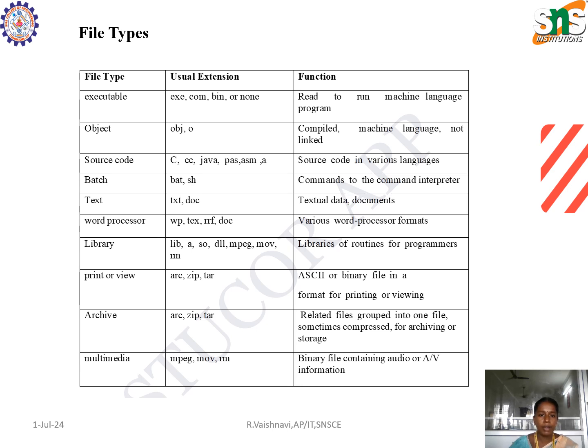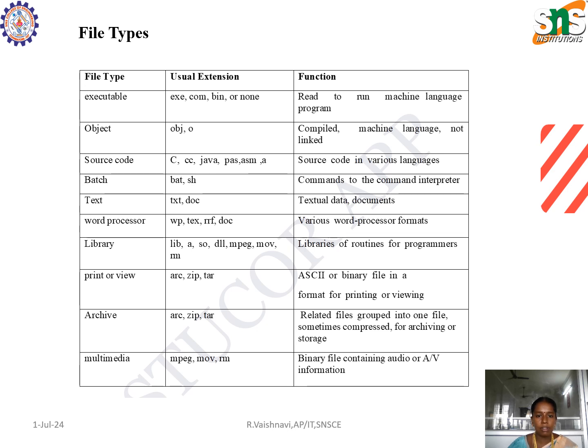Next one is file types. Here they are given the file types and the usual extensions and the functions. The first one is executable file type. Usual extension is exe or com, and the function of the executable file type is ready to run machine language program.